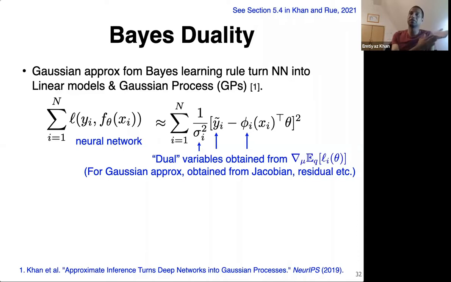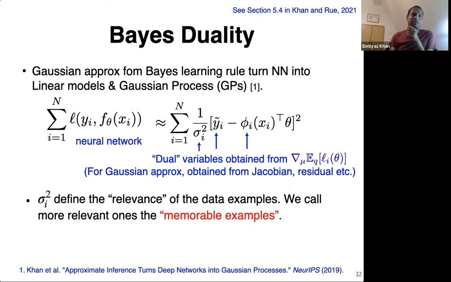We started with a Bayesian problem. And now we can actually have first order, second order, and different kinds of information, not just doing a simple Taylor approximation to it. So it's quite powerful in that sense. I'm not going to go into the detail of that. But if you look at this sigma i square that's obtained from there, we call that sort of relevance or the dual variable, and we use this to define memorable examples.